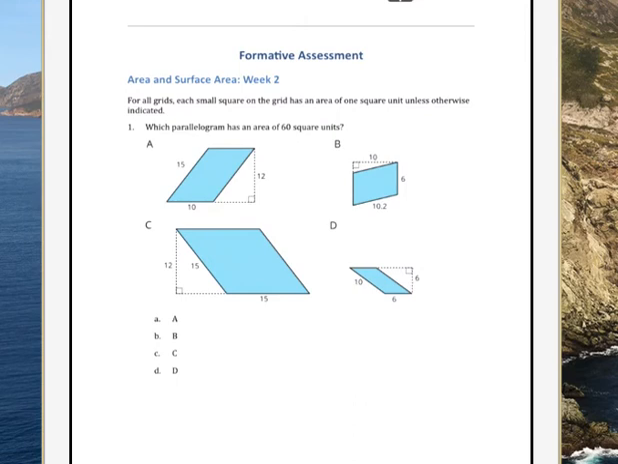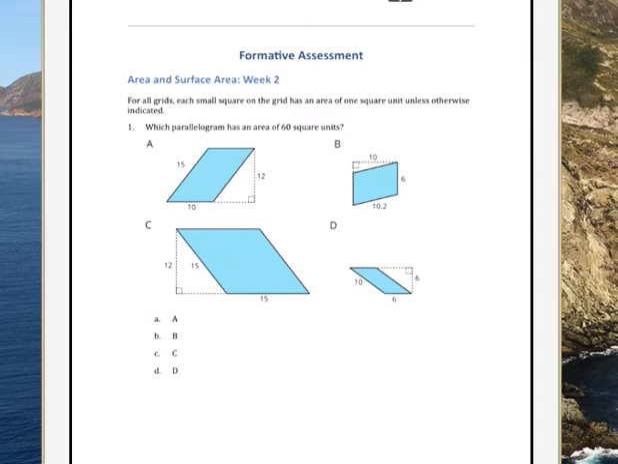It's not been working. This is a video walkthrough of the formative assessment we had on area and surface area. I'm going to go through each problem one by one and make a video per problem, so there'll be 7 short videos. Okay, so the first one: which parallelogram has an area of 60 square units?